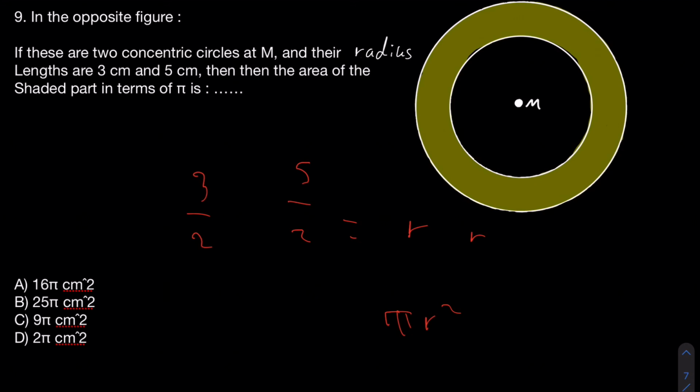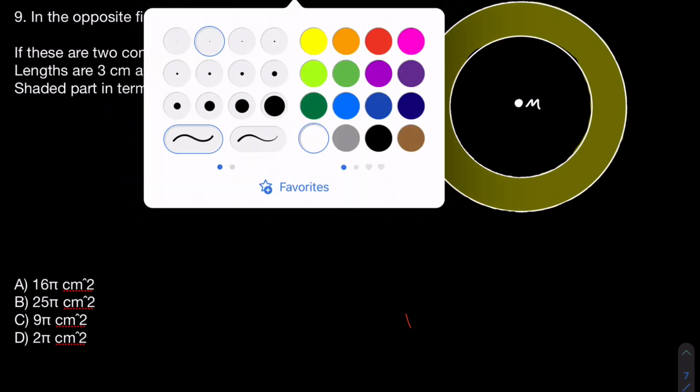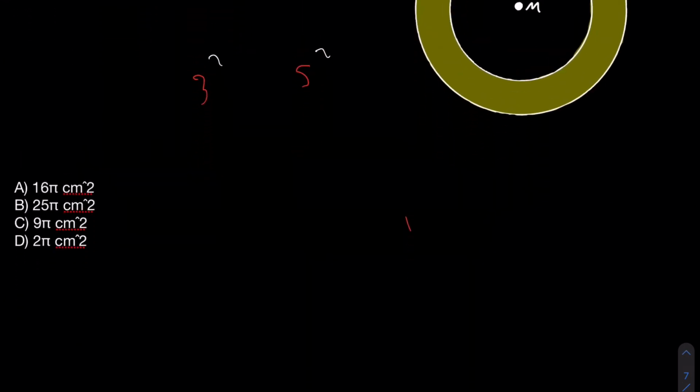Why? Because now, if these two are radiuses, right? We take the square. I guess we're going to have to do it in y. Alright, we take the square. This is 9. This is 25. And you have 25 pi minus 9 pi. That is equal to 16 pi. And that is one of the answer choices, A. And that is the answer in the book.